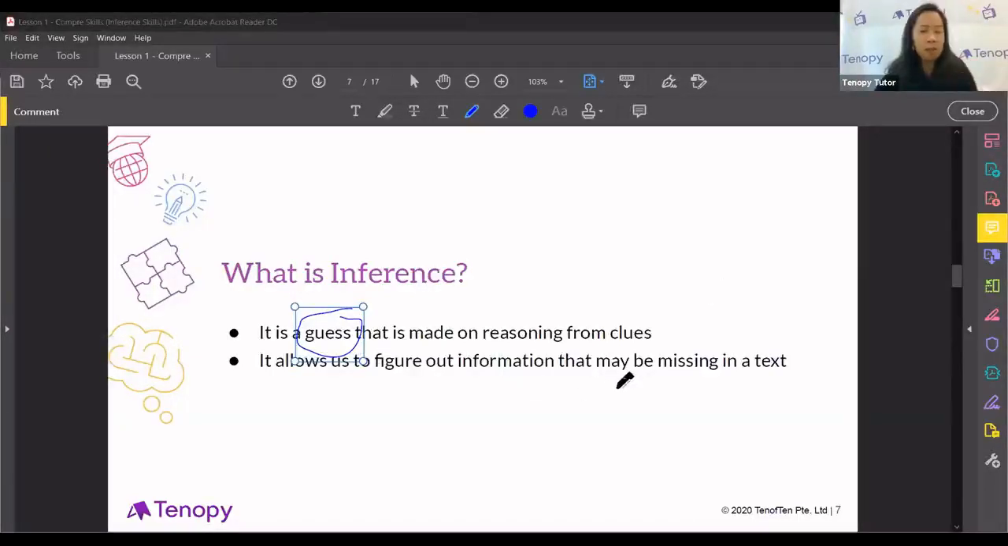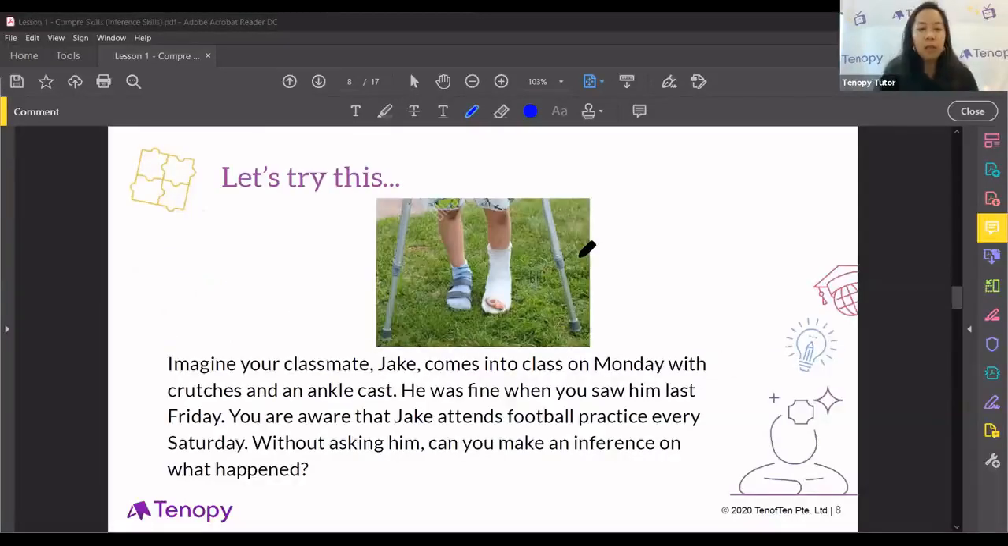Okay, because some things are not told to us directly. We don't know what's happening, but from these clues that we pick up from the passage, we can actually infer what is happening. Okay, and that's why inferencing is very important and something that we cannot overlook when we want to do well in exams. All right, moving on. First, we are going to use this very simple exercise to just understand what inference is. So let's look at this one.